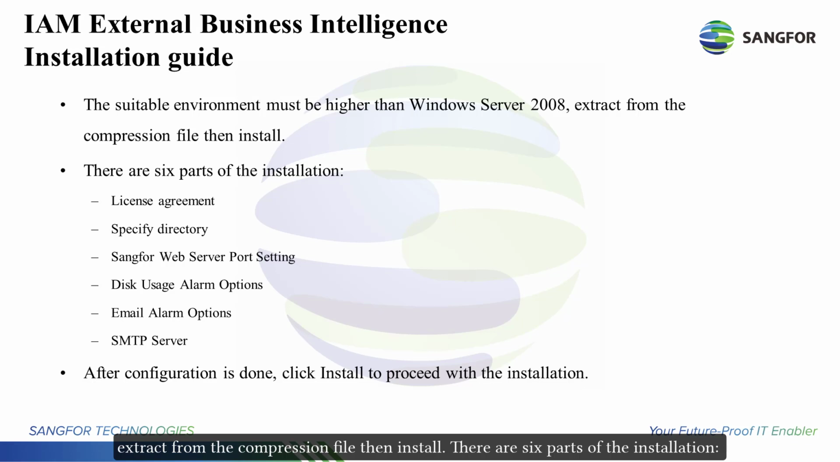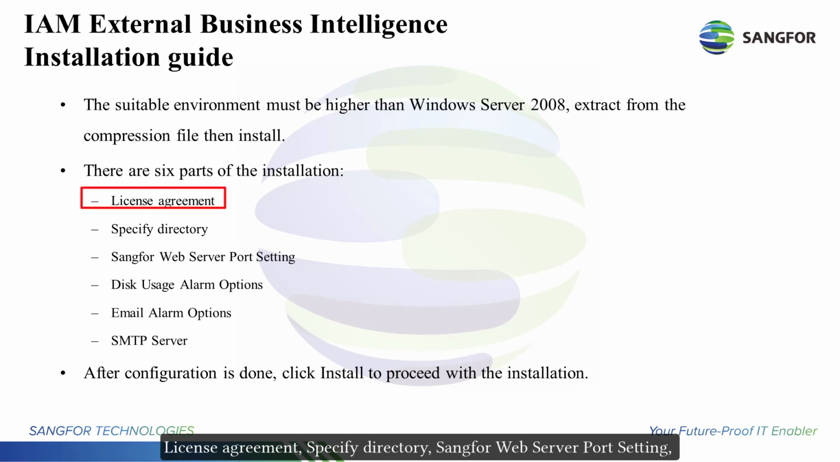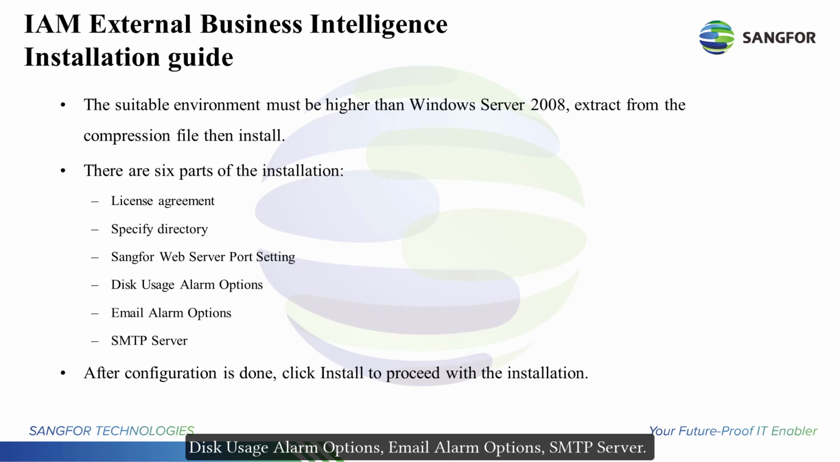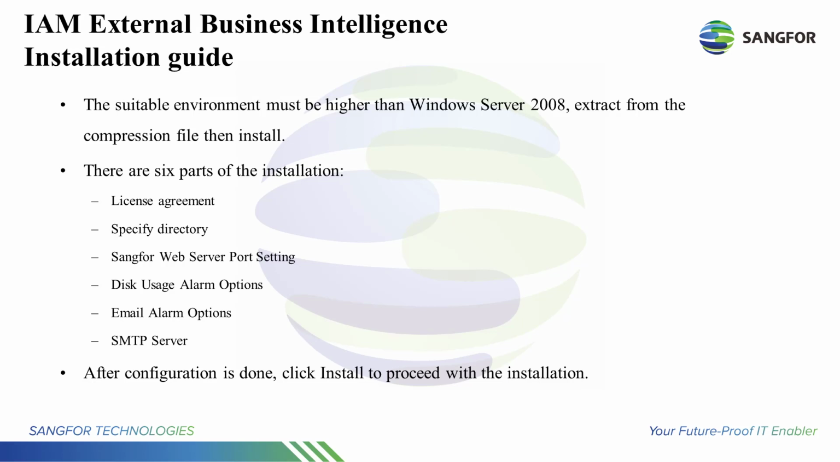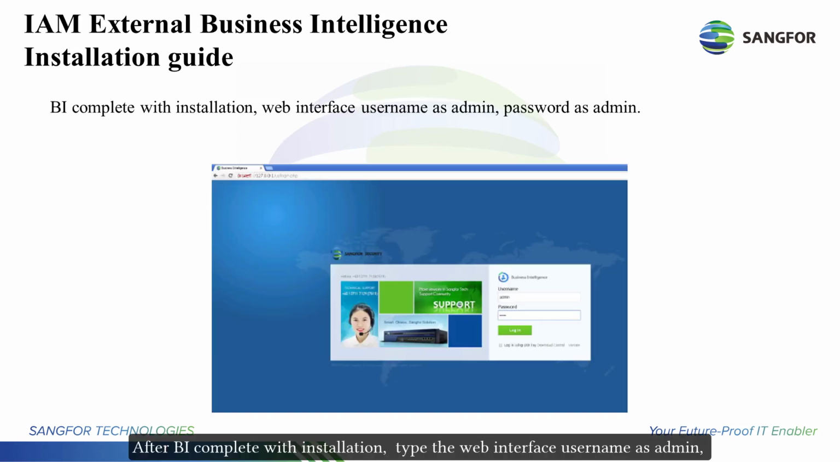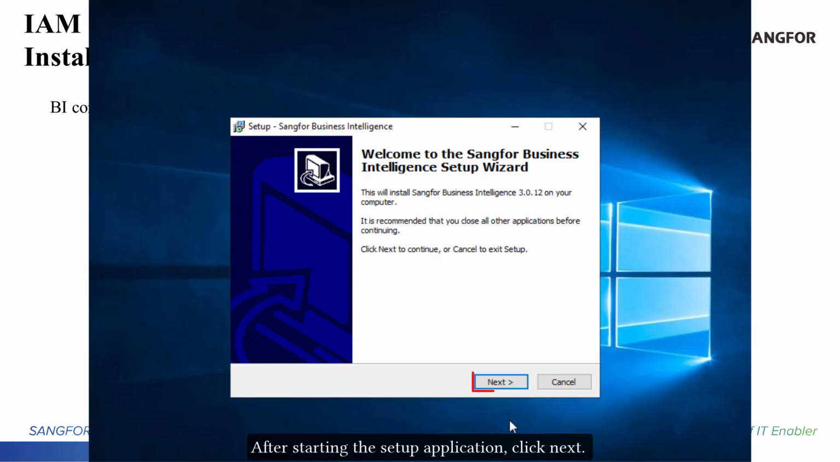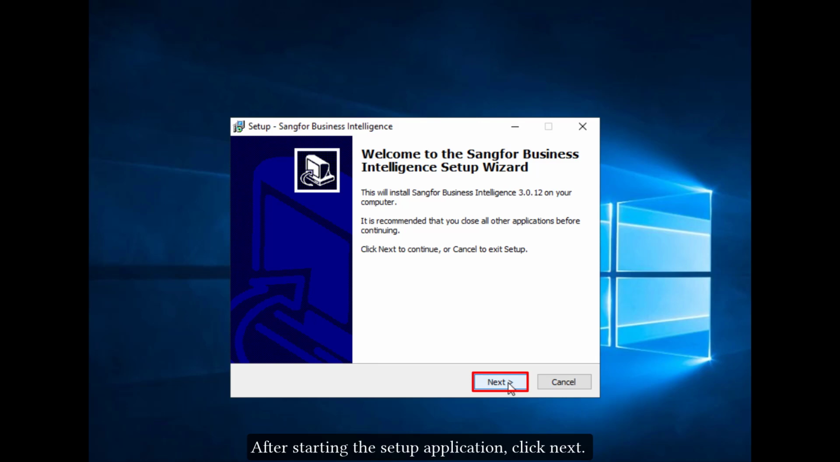There are 6 parts of the installation: license agreement, specify directory, SANGFOR web server port setting, disk usage alarm options, email alarm options, SMTP server. After configuration is done, click Install to proceed with the installation. After BI completes the installation, type the web interface username as admin, and password as admin in order to log in to the BI. After starting the setup application, click Next.